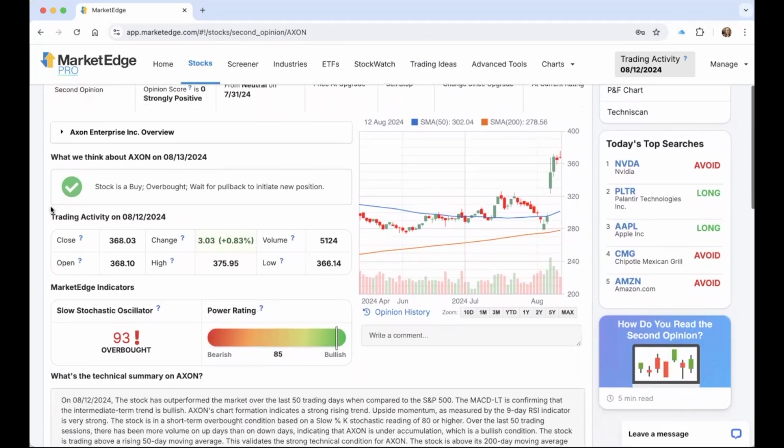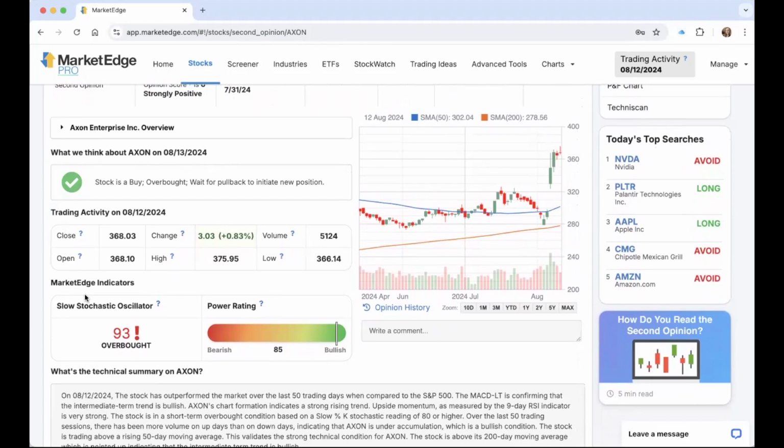So where score used to be, we've put the slow stochastic oscillator. In this case, it's 93, which means it's overbought. Anything 80 or above is considered overbought. Anything 20 or below is considered oversold. The slow stochastic oscillator is an overbought, oversold indicator for individual stocks. For example, when you look at the recommendation, what we think about Axon on 8/13/2024, we say stock is a buy. It's overbought. Wait for a pullback to initiate new position.